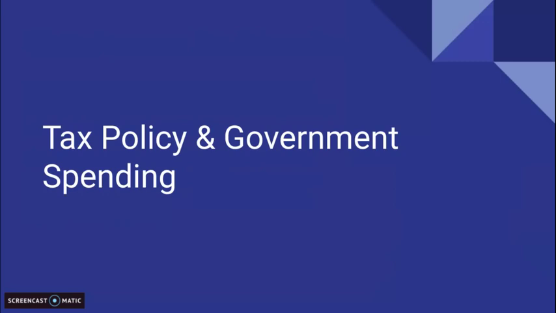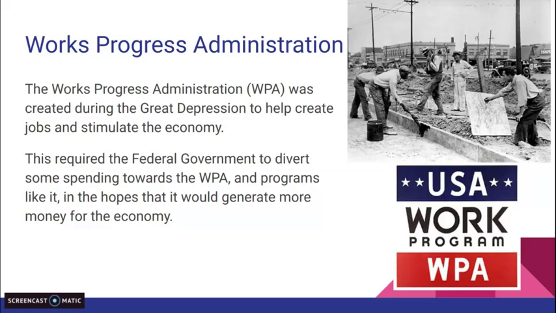So let's see some specific examples of government spending in action and how that tax policy affected the way we spend our money. The first one, you may remember this from world or not world, but U.S. history, the Works Progress Administration. It was created during the Great Depression to help create jobs and stimulate the economy. So basically, they created a program in the United States that created jobs for people.